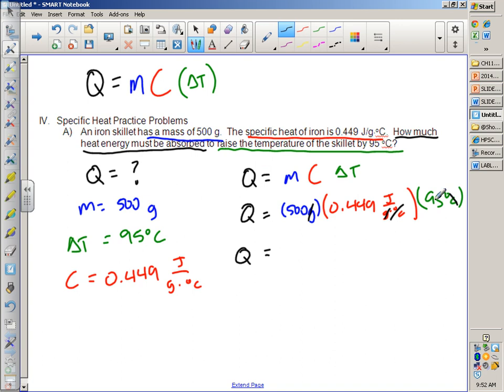And then mathematically, what are we doing here to these numbers? Multiplying, right? So I think several of you have already run it through your calculator. What do you get? 21,327.